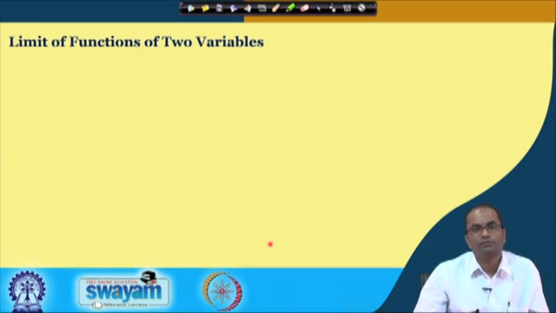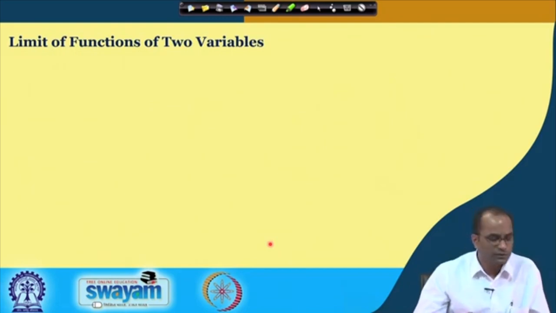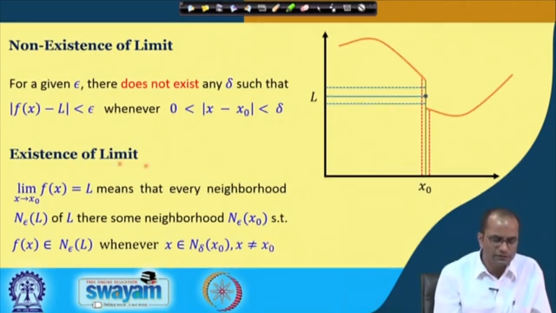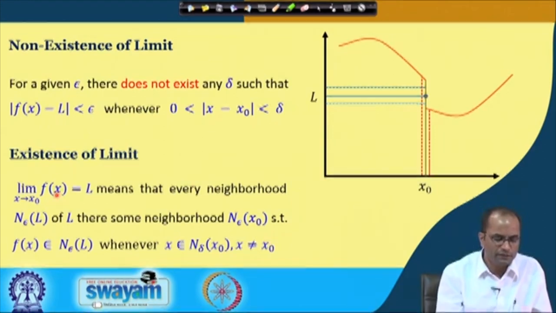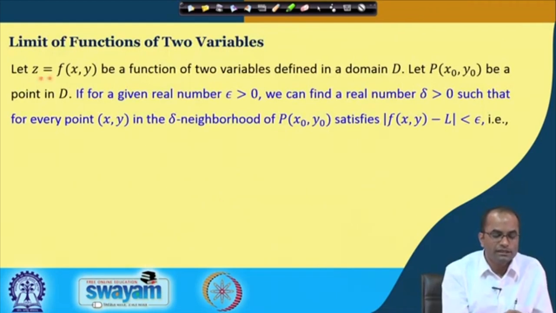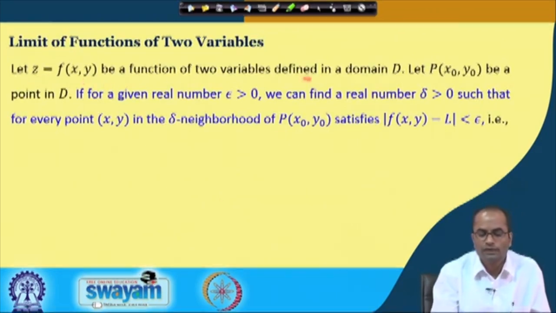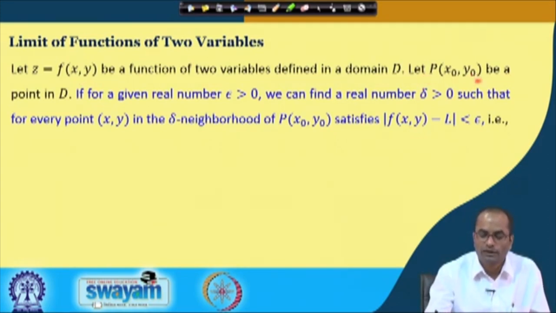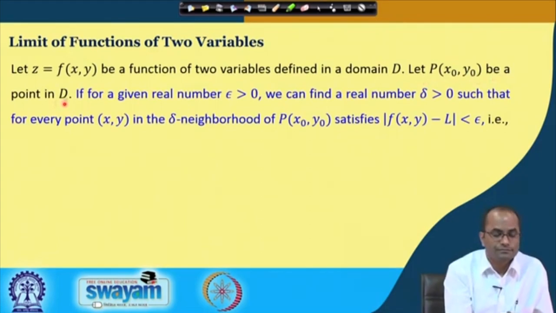So, the limit of functions of two variables we will discuss now. This is just the continuation of this rather general definition here. This x may be a point in a two-dimensional plane, for example in the xy plane, and this definition will be carried over as a generalization of the definition of the limit. So, for example, in this case we take z as f(x, y), a function of two variables defined in domain D, and let P(x naught, y naught) be a point in D.